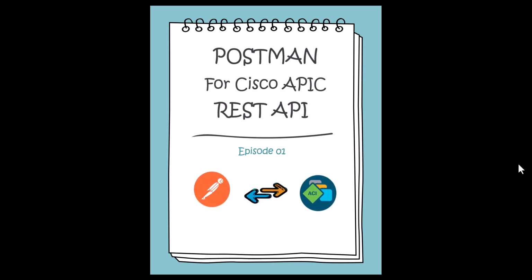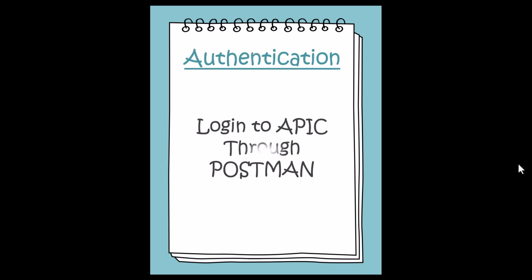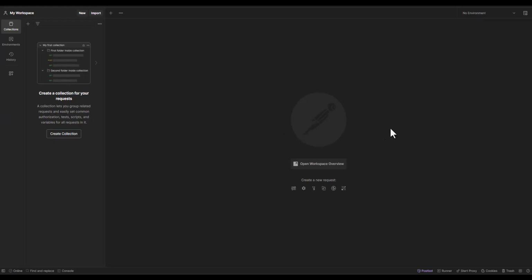Hello everyone, this is Postman for Cisco APIC REST API. I'm going to make a quick guide for how to control your ACI APIC through Postman. This is episode 1. We are going to talk about the authentication part. It will be a quick guide to show you how to log in to APIC through Postman. Let's do it quickly. So let's start.